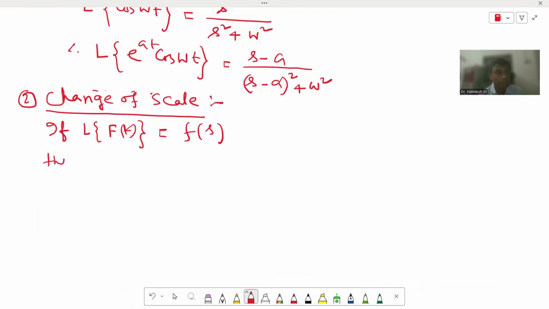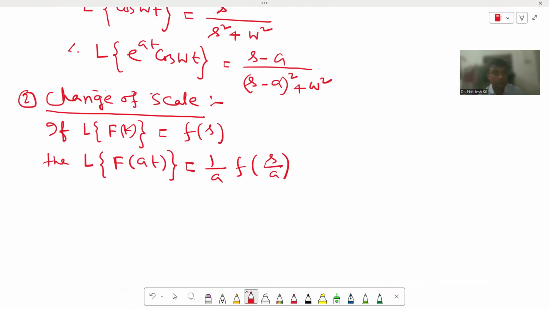So then Laplace of f of at is equal to 1 by a F of s by a. Okay, clear? I am not going to the proof, just writing the formula. In the same way as before, if you find Laplace of f of at, very easily you can get 1 by a F of s by a. Okay.